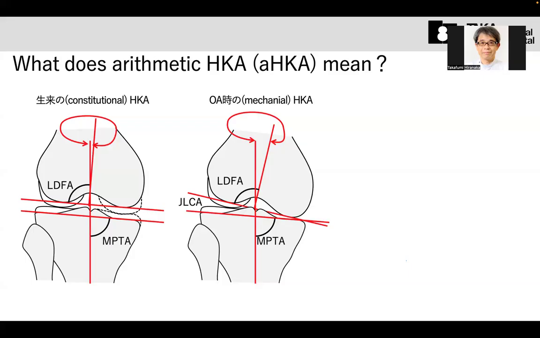But actually, the mechanical HKA means the simple calculation between the femoral mechanical alignment and the tibial mechanical alignment. If the HKA is a minus value, the patient has a native valgus alignment.